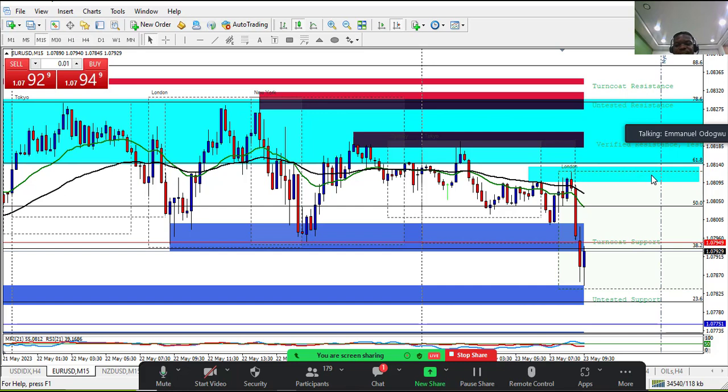You notice that it was from this range it fell and took out this low. So it has grabbed the liquidity here. I wouldn't want to just jump in with the sell. I would like to wait for it to come within this range.